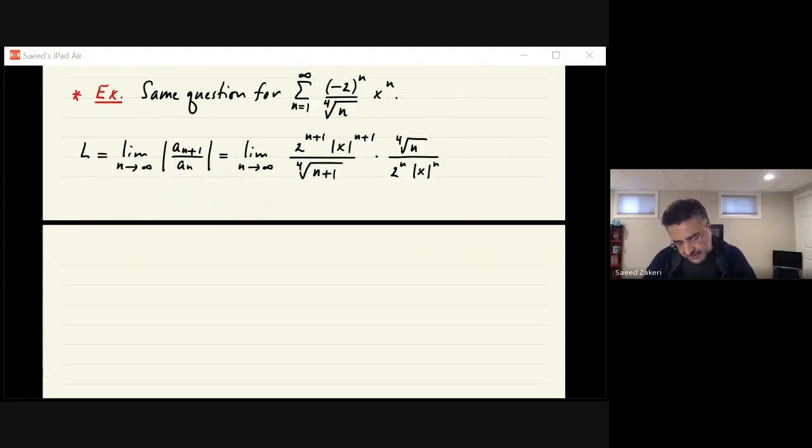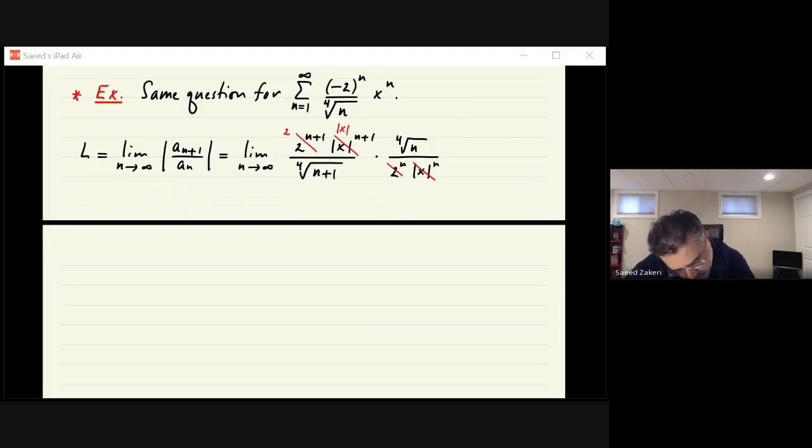This looks like a mess, but if you take your time, you see that it's very easy to simplify this. 2 to the n on the bottom and 2 to the n plus 1 on the top. They leave a 2 on the top. X to the n on the bottom, x to the n plus 1 on the top. They will leave absolute value of x on the top. It is imperative that you not forget putting absolute value around x. Don't replace it with x. And then I have fourth root of n on the top, fourth root of n plus 1 on the bottom, which I can combine into fourth root of n over n plus 1.